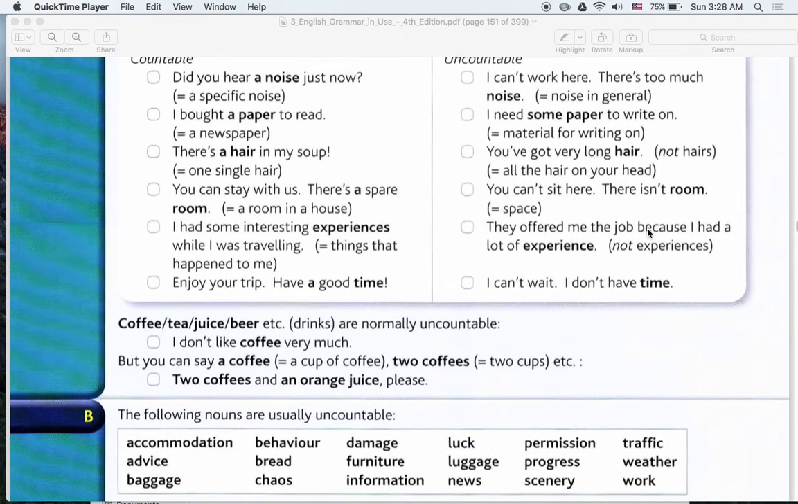They offered me the job because I had a lot of experience, not experiences. Here, experience means many years of work in general. That's why no article. Enjoy your trip, have a good time. A good time during your trip. I can't wait, I don't have time. Time in general. So here it's a specific time during your trip, and here it's time in general, which someone doesn't have.